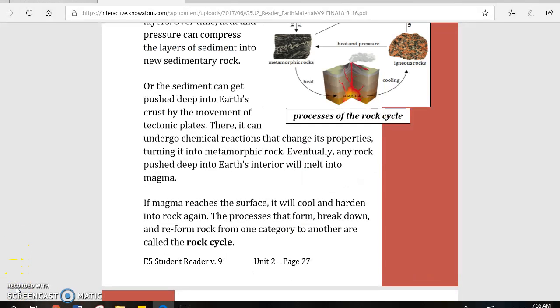Or the sediment can get pushed deep into Earth's crust by the movement of tectonic plates. There, it can undergo chemical reactions that change its properties, turning it into metamorphic rock. Eventually, any rock pushed deep into Earth's interior will melt into magma. If magma reaches the surface, it will cool and harden into rock again. The processes that form, break down, and reform rock from one category to another are called the rock cycle.